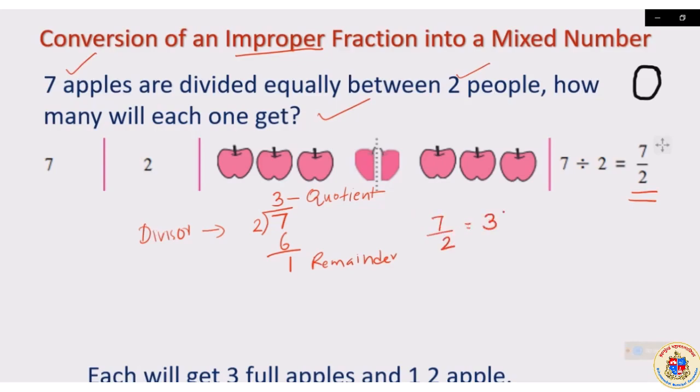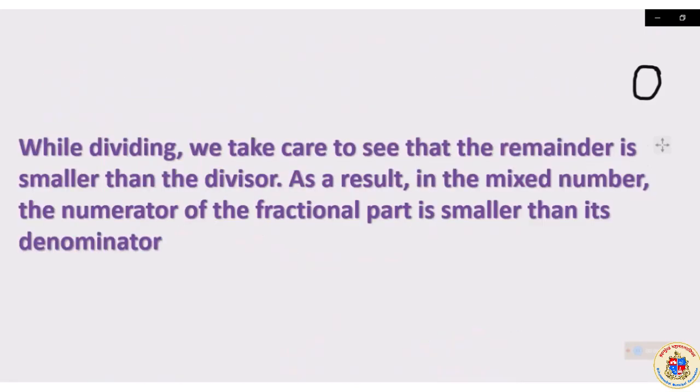So 7 upon 2, which is an improper fraction, can be written as 3 and 1 upon 2, which is a mixed number, which indicates that you will be getting 3 full apples and half of an apple, right? 1 upon 2. Okay. So this is an introduction about this fraction, improper fraction and mixed number. But while dividing, one thing you should take care. The remainder must be smaller than the divisor.